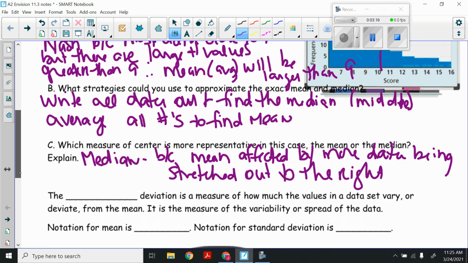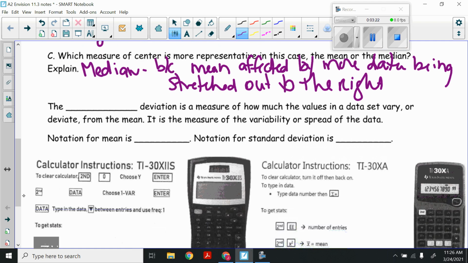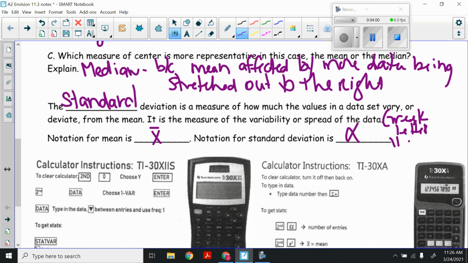So now we're going to take a little bit more in-depth look at all of that. Let's start out with some definitions. The standard deviation is a measure of how much the values in a data set vary or deviate from the mean. So how far away they are from the mean or the average. It is the measure of the variability or spread of the data. The notation for mean is an X with a bar above it. The notation for standard deviation is the Greek letter sigma. So again, this is the Greek letter known as sigma.